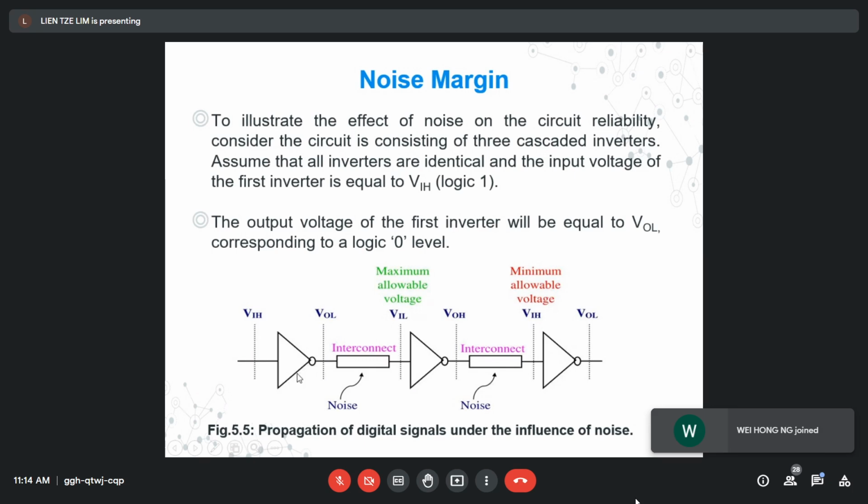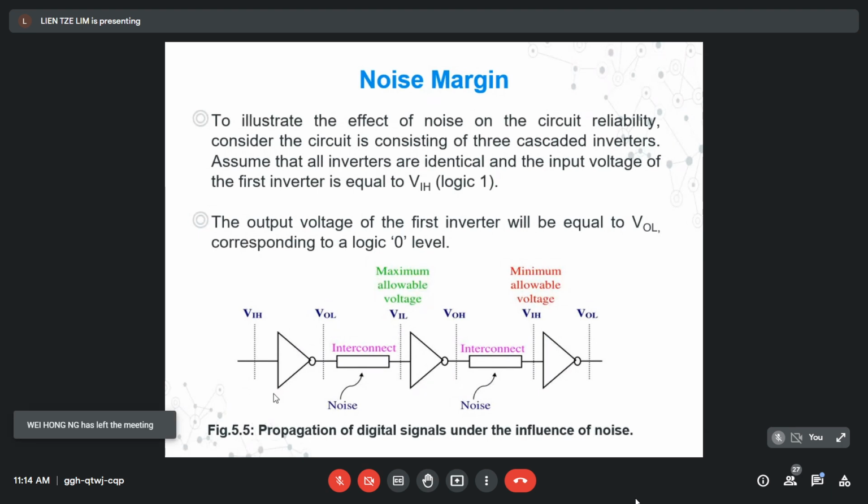In reality, we should also consider the noise, the influence of the noise on the signal transmission. So this figure is actually to show how the noise margin is determined and how it should be understood, based on the figure given here.